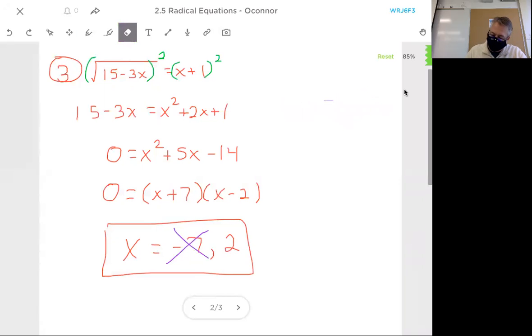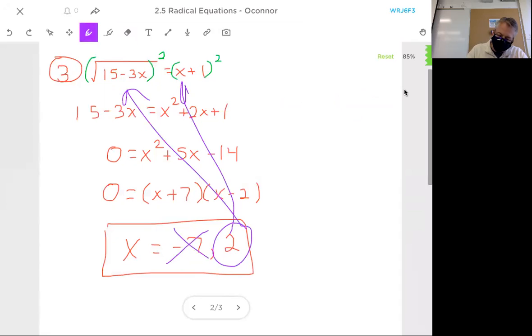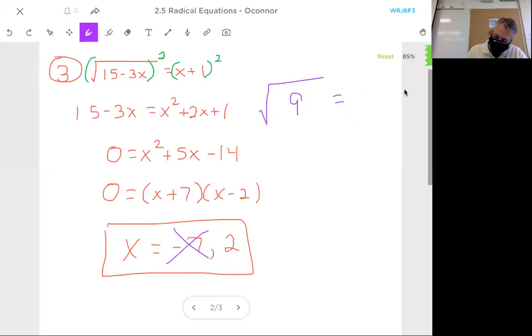Now we also have to check the next one because there are cases where we get no solutions. So let's take 2 and plug it in to the x's. So we have the square root of, that's going to be 15 minus 6, or the square root of 9, is equal to 2 plus 1. That does check out, and so 2 is our solution.